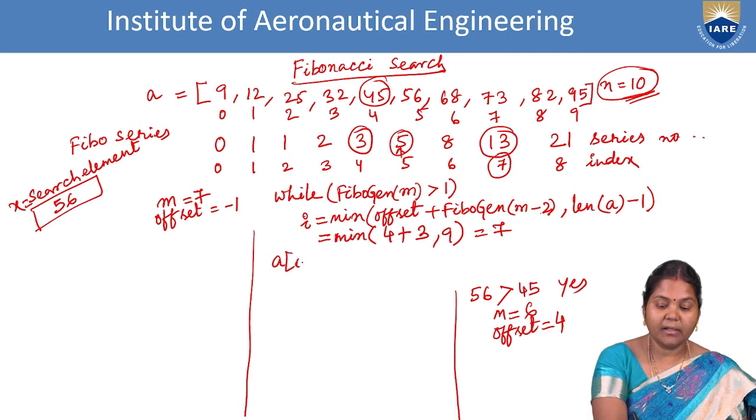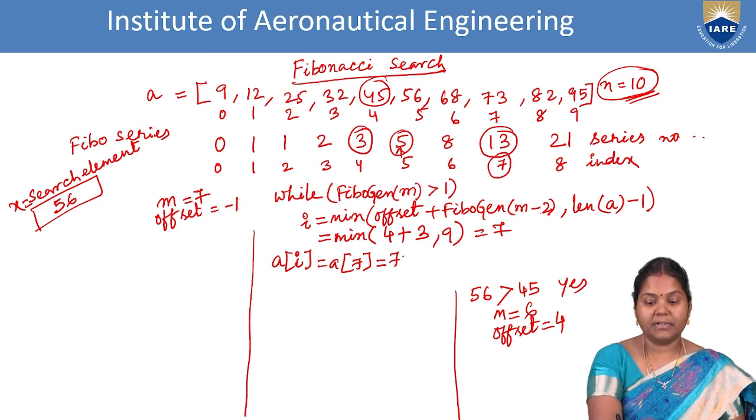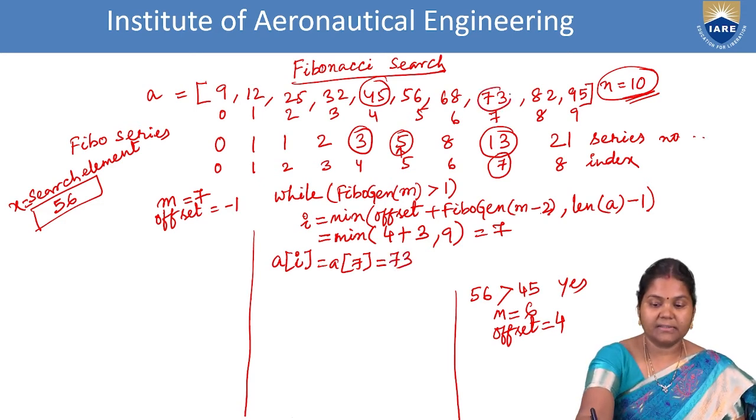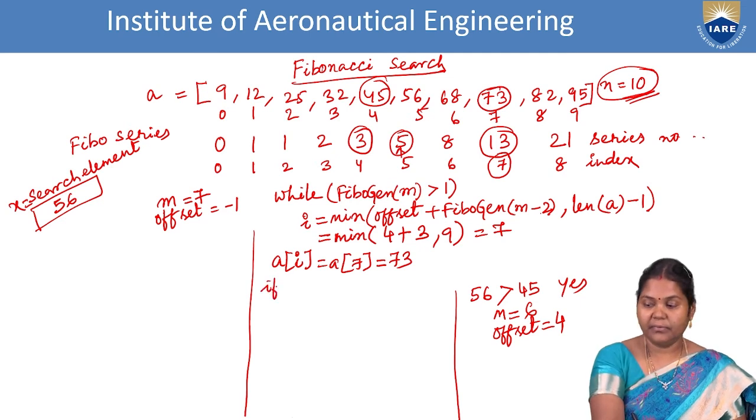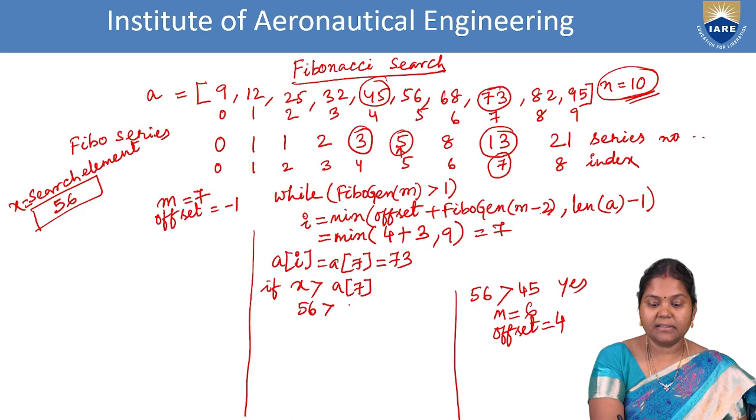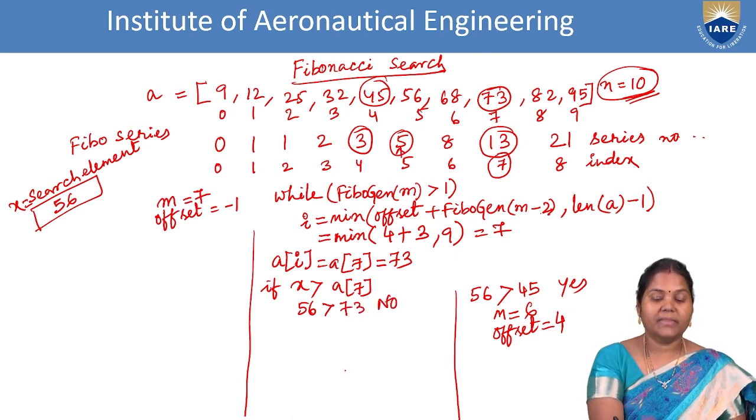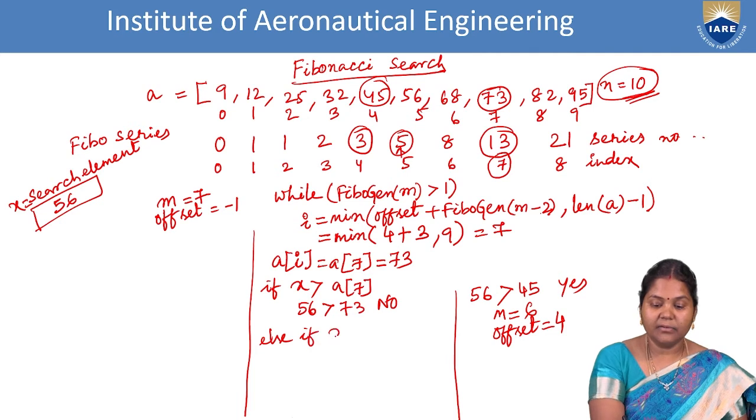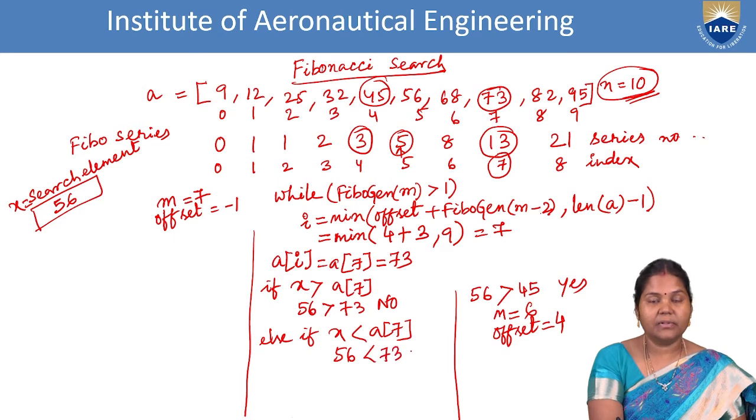What is there in A of 7? At A of 7, we have 73 as the value. Now, let us check if X is greater than A of 7. The value of X is 56. Is it greater than 73? No. Then check the less condition: else if X is less than A of 7, 56 is less than 73, yes. Then we have to do M is equal to M minus 2. Earlier M was 6, 6 minus 2, it will be 4.